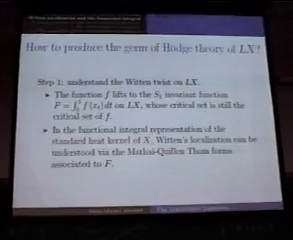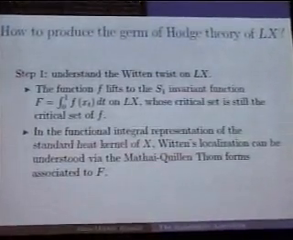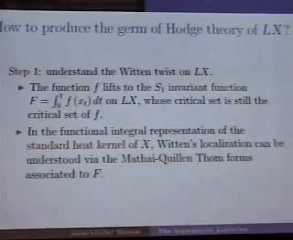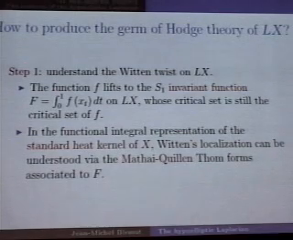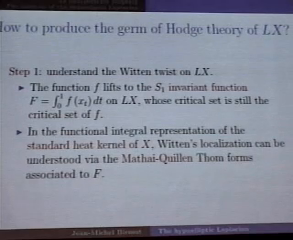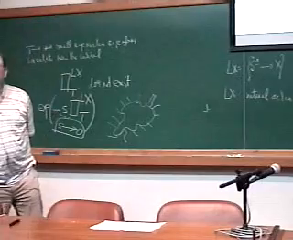So I'm saying that in the functional integral representation of the standard heat kernel of X, that is via classical Brownian motion, Witten's localization can be understood via the so-called multi-equivariant Thom forms associated to the function f. So notice that there is Witten, multi-equivariant, and Thom, which is probably too much. So let me try to make it as simple as possible. So what are the multi-equivariant Thom forms?